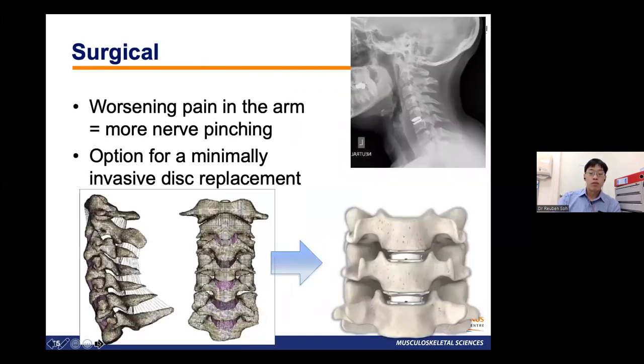Now, of course, if all these fail, then we can talk about some surgical management. Often, when we see that there's nerve pinching or nerve pain, we may need to do a surgical decompression. And generally for younger patients, I will choose a disc replacement, because these patients want to maintain their range of motion, and they want to have the ability to go back to all of their sporting activities.